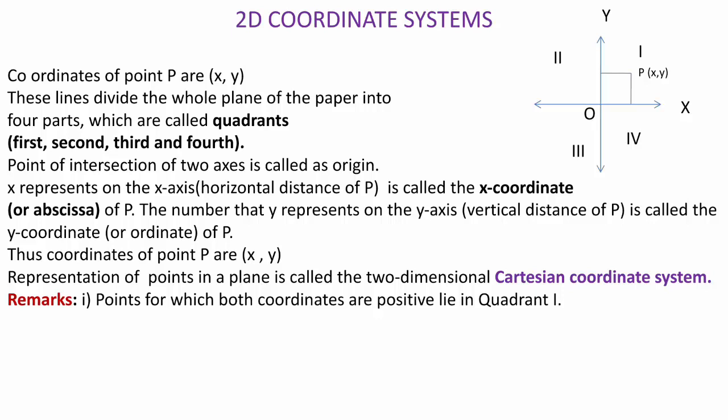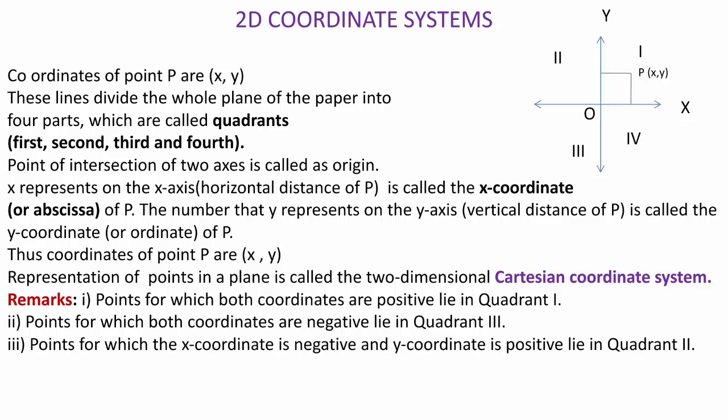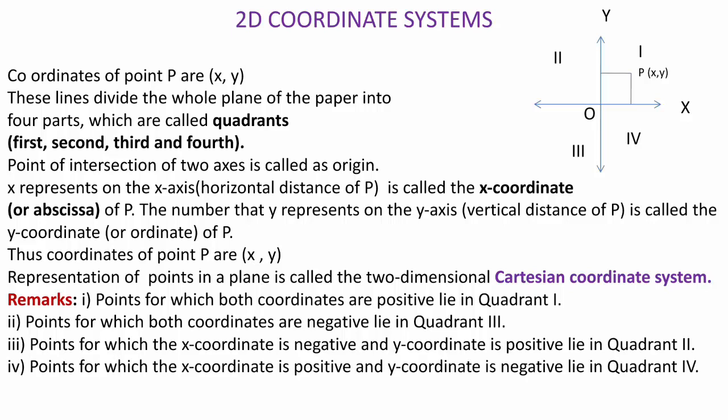The points for which both coordinates are positive lie in the first quadrant. The points for which both coordinates are negative lie in the third quadrant. The points for which the X coordinate is negative and the Y coordinate is positive lie in the second quadrant. And the points for which the X coordinate is positive and the Y coordinate is negative lie in the fourth quadrant. The points on the axes do not lie in any quadrant. That means if a point lies on the X axis or the Y axis, then that point does not lie in any of the quadrants.